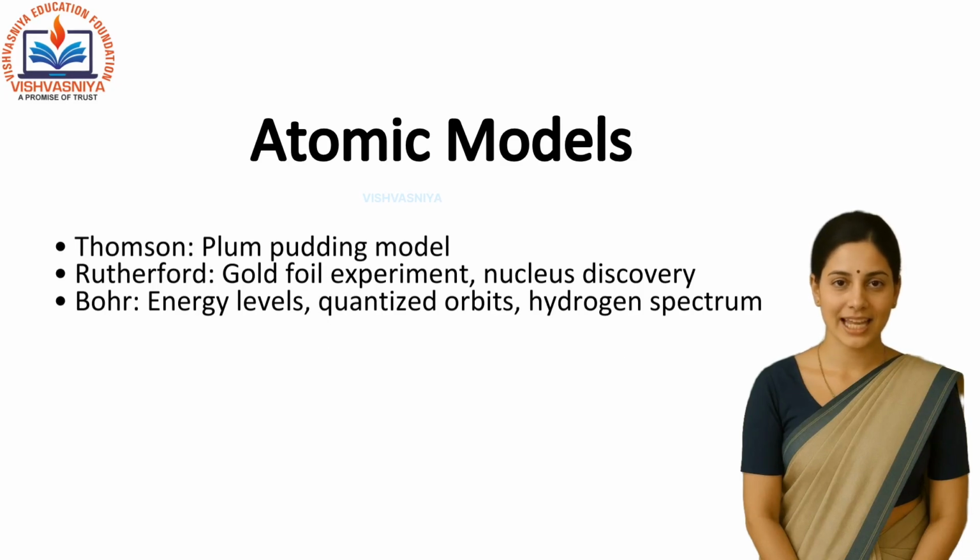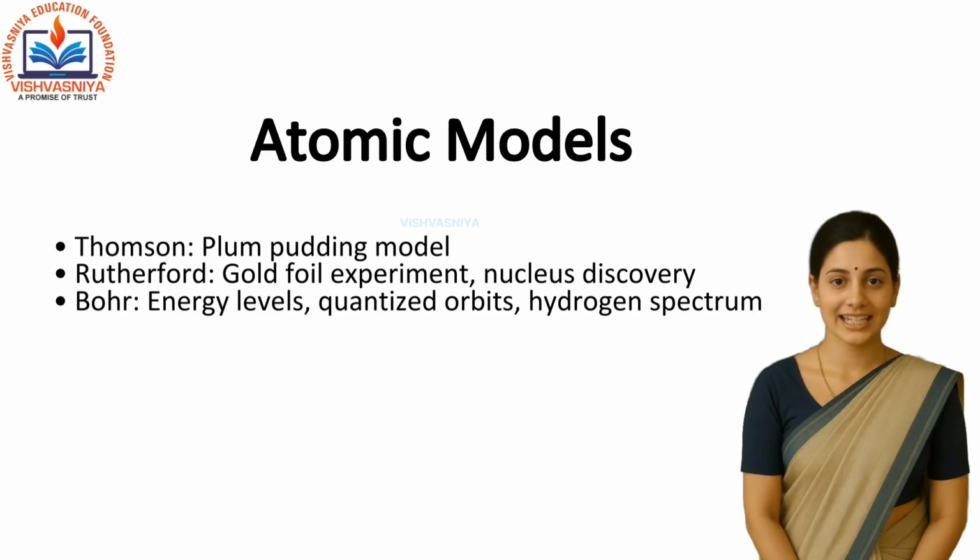Thomson's model: imagine a watermelon. The red pulp is positive charge and seeds are electrons. But it didn't explain the atom's structure well. Rutherford's model: he fired alpha particles at gold foil and found that most passed through, but some bounced back. That told us atoms are mostly empty space with a dense core, the nucleus.